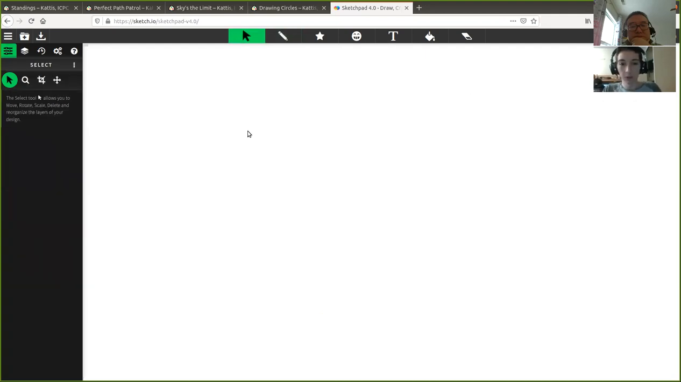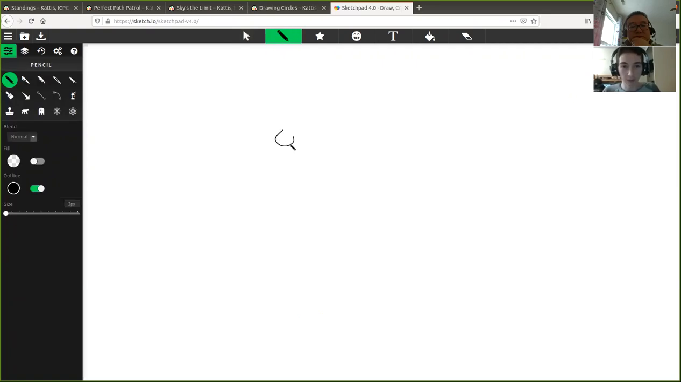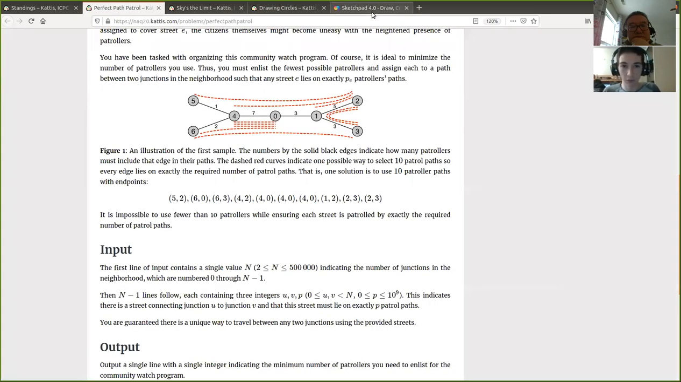So let's take the node that was here. It has 7 edges here. It has, what was it? 1 and 2.